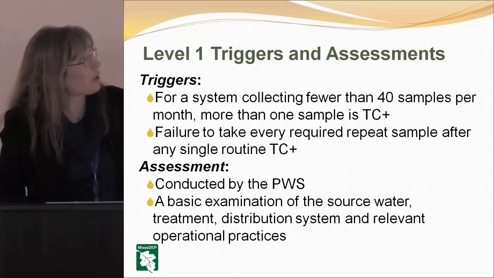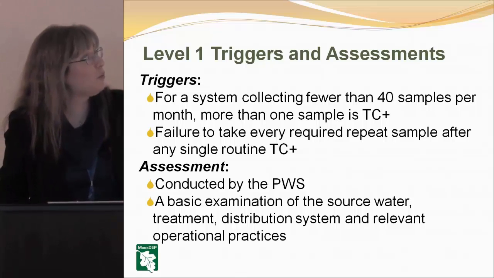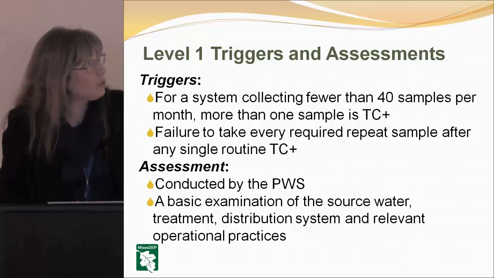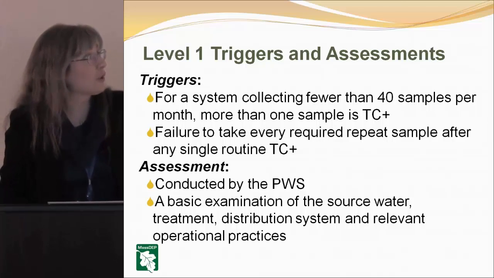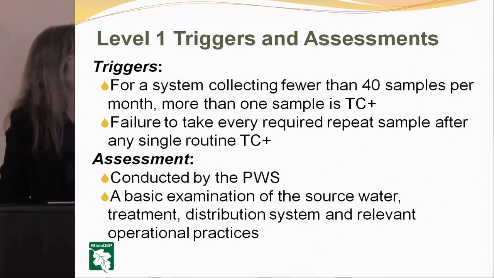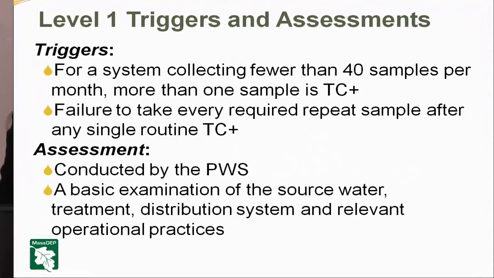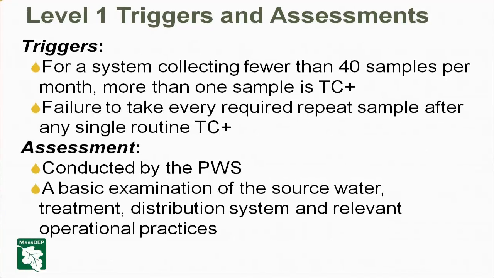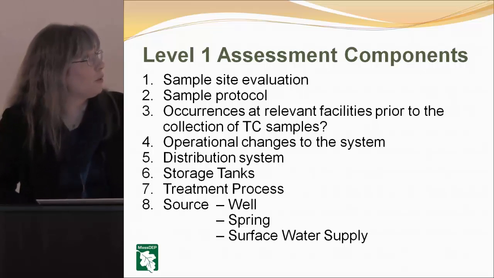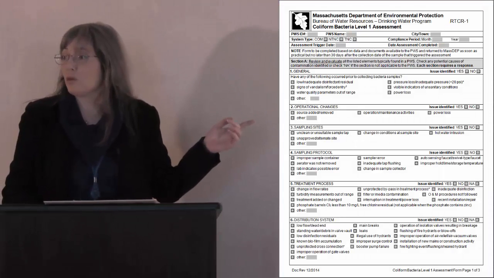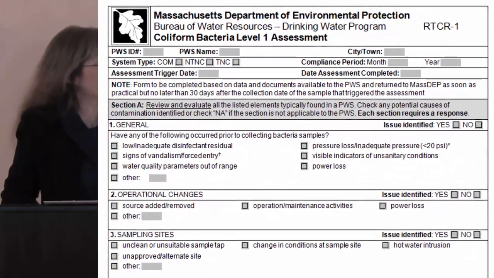But for the level 1 triggers, if you collect fewer than 40 samples per month and more than one sample is total coliform positive, that triggers your level 1 assessment. If you fail to take every required repeat sample, there are treatment technique triggers. And the assessments are to be conducted by the public water supplier, and it's a basic examination of the source water, treatment, distribution system and all of your relevant operation practices. Level 1 assessment components. I believe this is the version you'll find on our MassDEP website for the level 1 assessment forms.